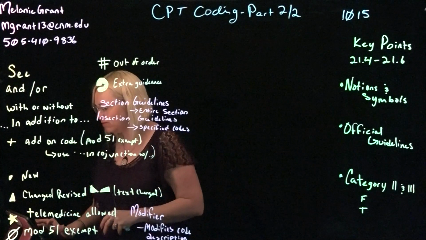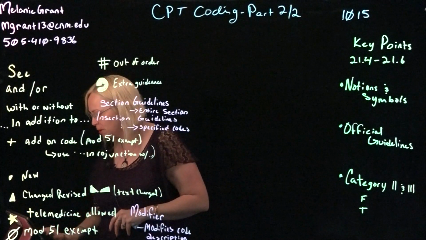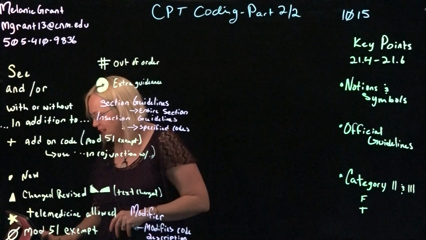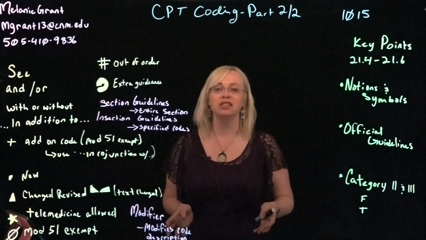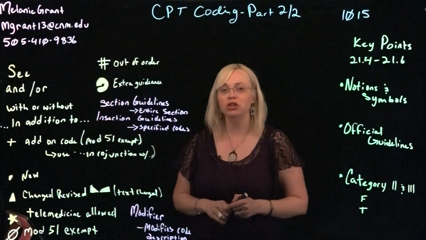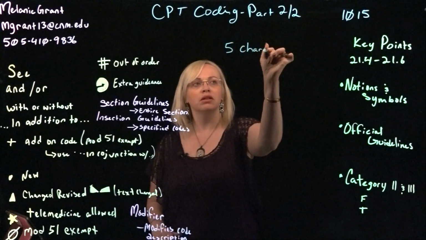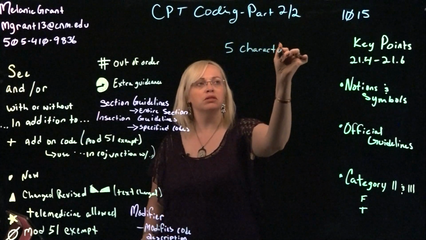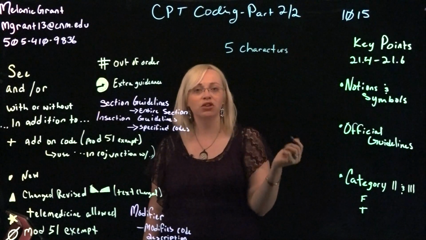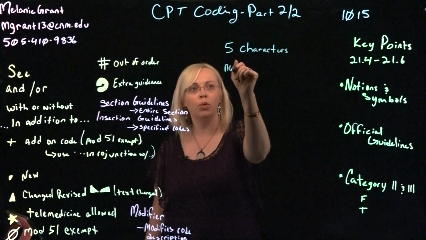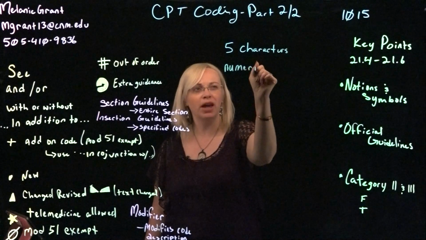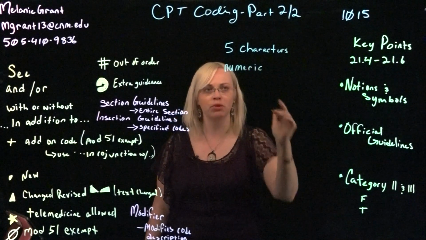Chapter 21.4 starts the second half of our Introduction to CPT Coding. By now, you should have identified that there's 5 characters for CPT codes, and that they're numeric on all category 1 codes. We'll talk about category 2 and 3 here in just a moment.